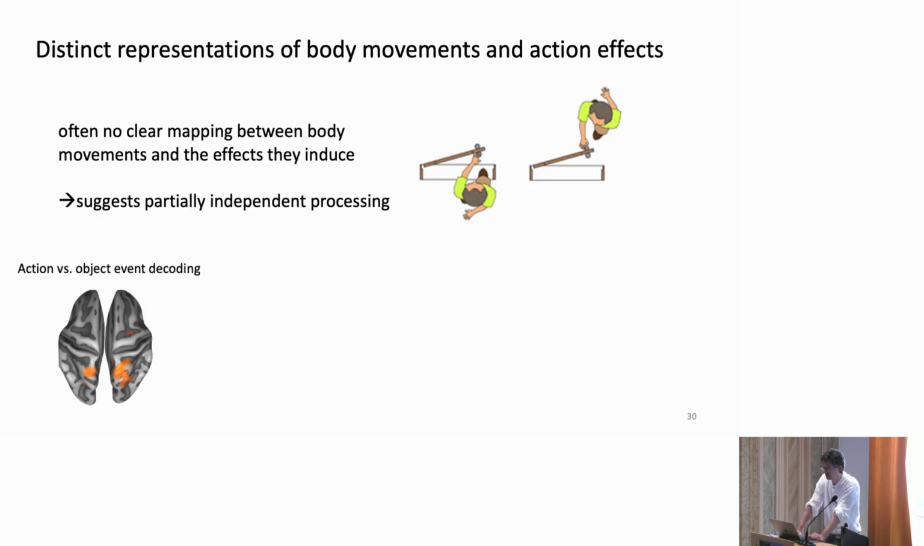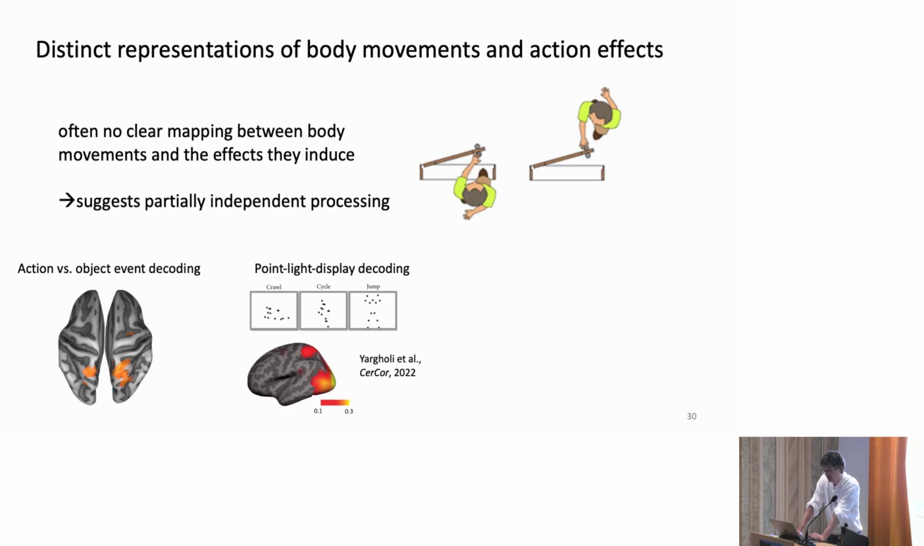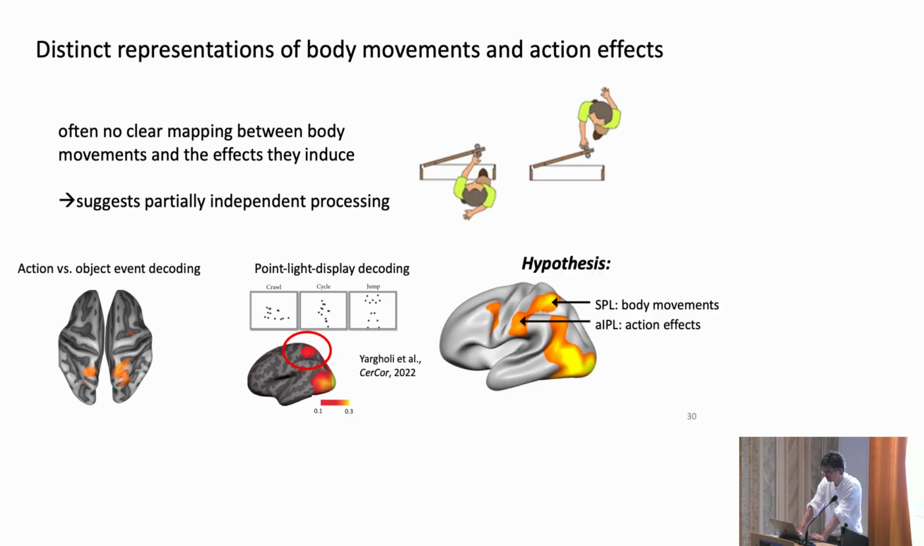And as we have seen in the last study, not only the LOTC, but also the SPL seems to be particularly tuned to body movements. That's also in line with the finding that point light displays, which show only body movements but no visible effect on objects, are also decoded particularly in the SPL, but less so in the AIPL. So here we tested the hypothesis that body movements and the effect they induce are distinctly processed in the SPL and in the AIPL.